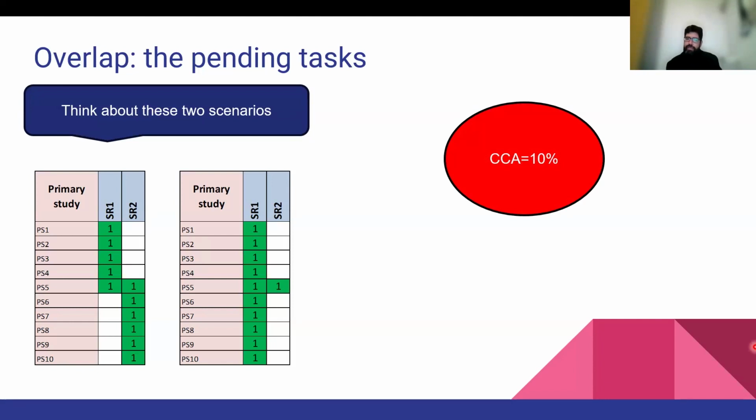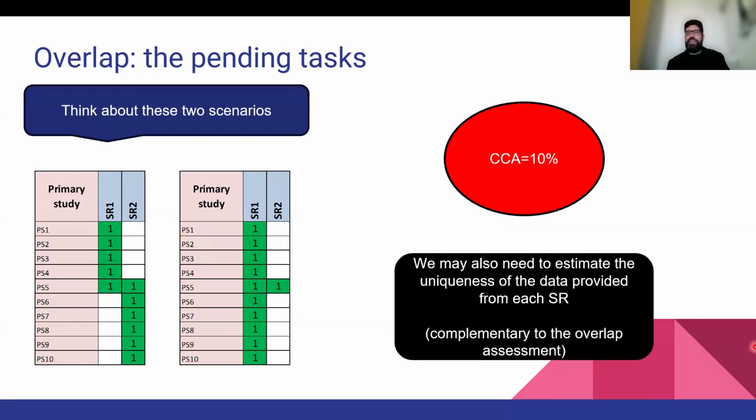But these are quite different scenarios. In the first scenario, both systematic reviews provide apparently useful data. But in the second scenario, it's just systematic review 1 that provides all the data. So something is missing here. We're not quite describing the phenomenon correctly. So we may also need to estimate the uniqueness of the data provided from each systematic review. And probably in the future, we will need to make this complementary assessment to overlap. Try to make a uniqueness index or something like that to try to capture this phenomenon.